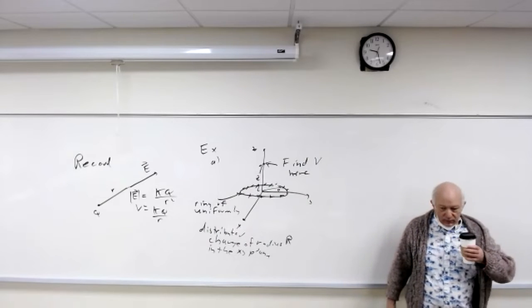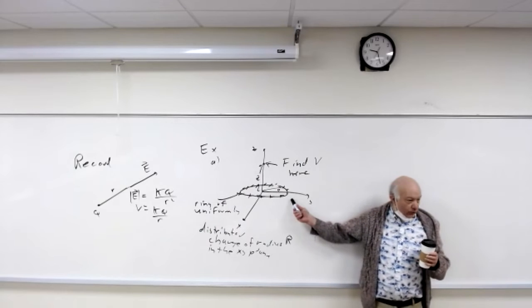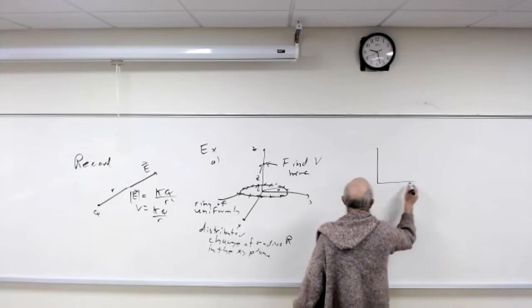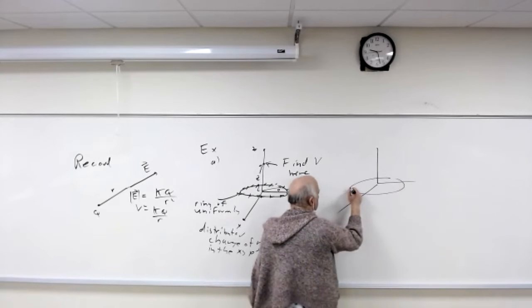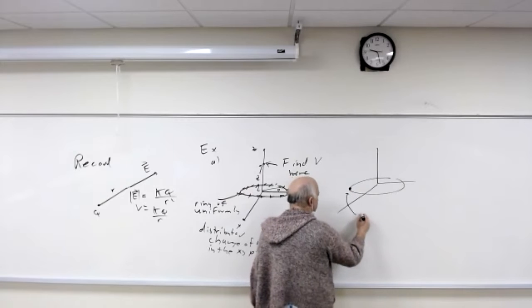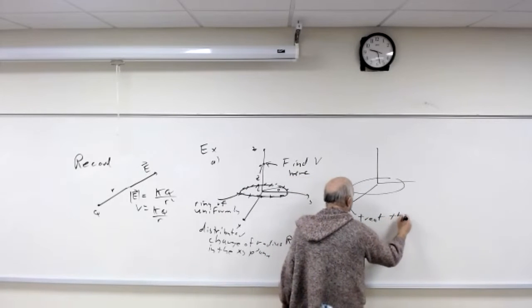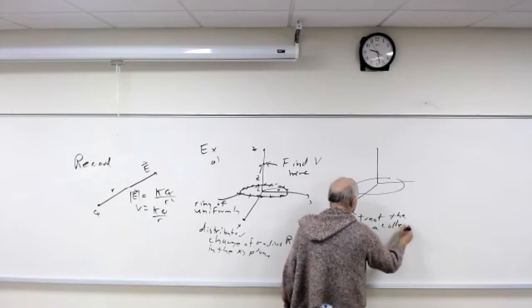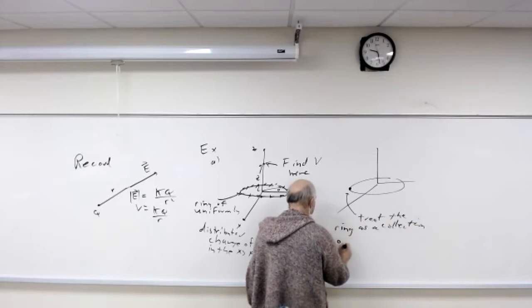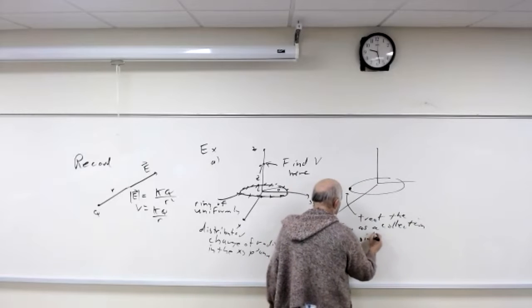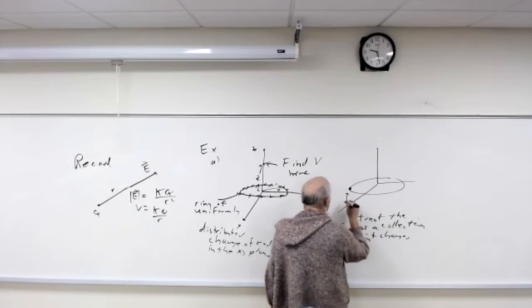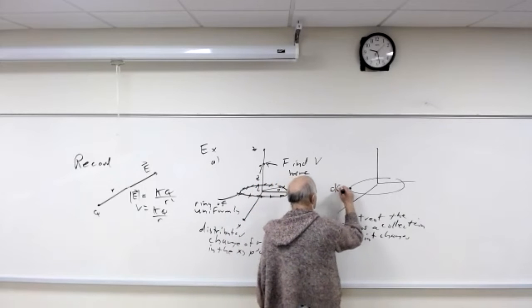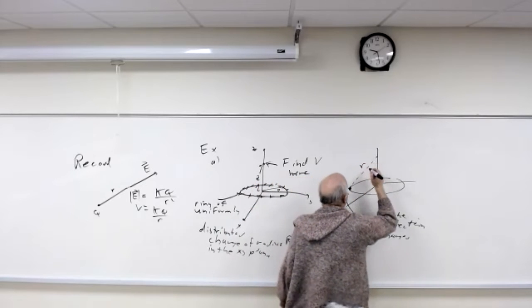We treat the ring as a collection of point charges. Yeah, we have to treat this as a collection of point charges. So we come over here. I'm going to draw, here's my little point charge here. We're going to call this little charge dQ. And from here to here is R.